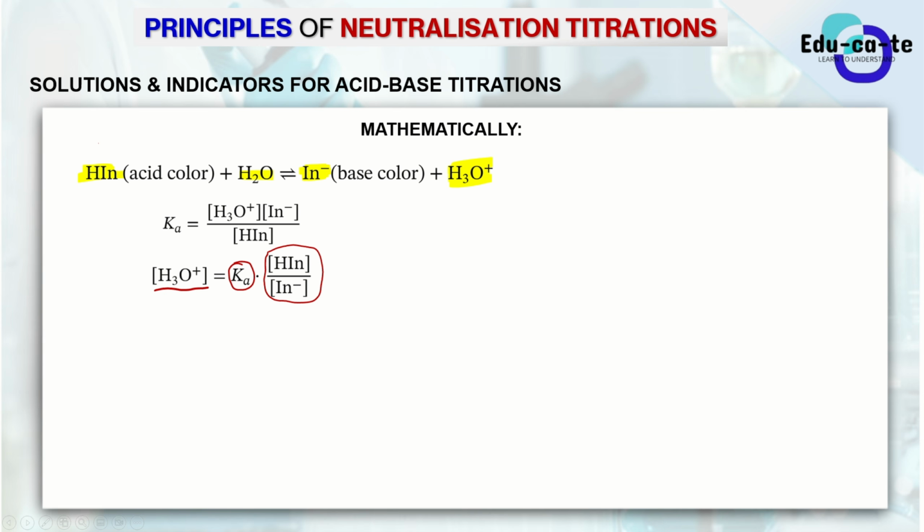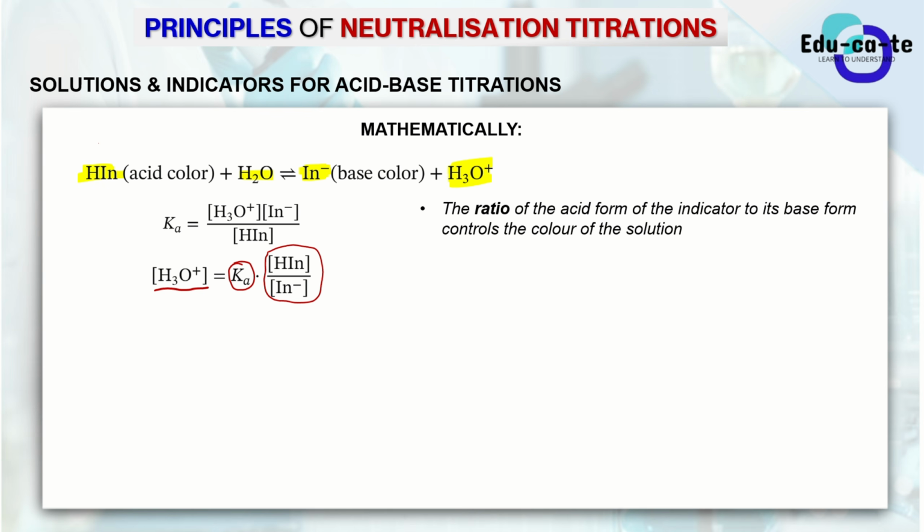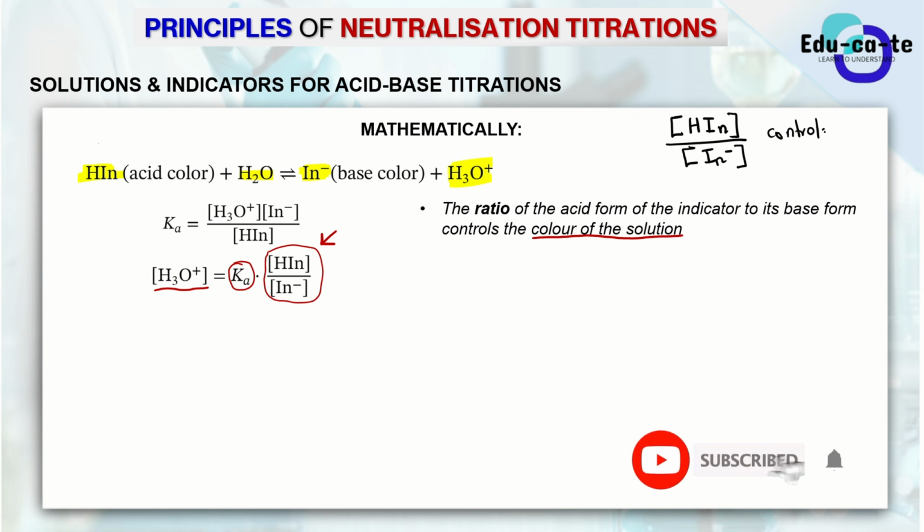So why is this mathematical derivation important? It is important because this ratio of the acid form of the indicator to its base form is the one that controls the color of the solution. So the color of the solution is controlled by this ratio, the concentration of the acidic form of the indicator over the concentration of the basic form, or the conjugate base, of the indicator. That is its importance. It controls color.